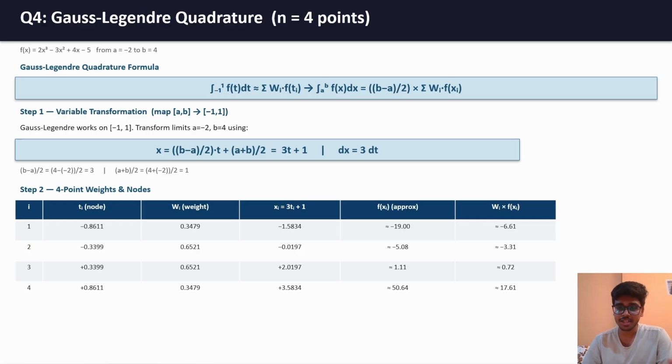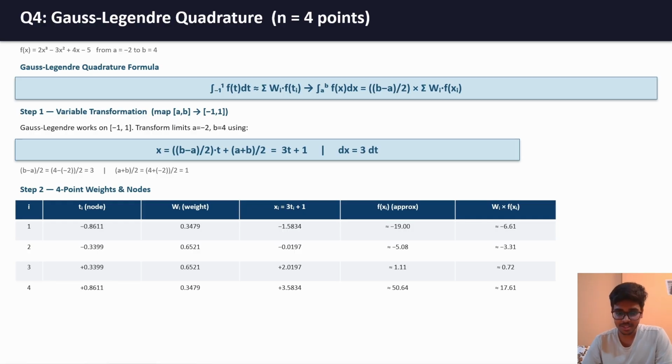Substituting a equals minus 2 and b equals 4, we get x equals 3t plus 1 and dx equals 3 dt. The integral transforms to 3 times the integral from minus 1 to 1 of f of 3t plus 1 dt. The 4-point Gauss-Legendre nodes and weights are given in the standard table as shown on the screen.